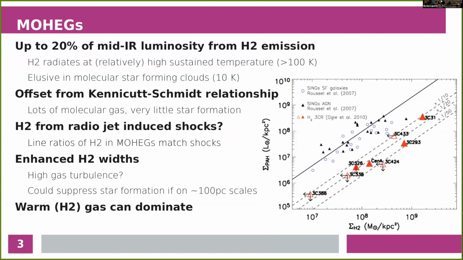And MOHEGs in general, on the right-hand side, you can see as the red triangles, fall quite far below the Kennicutt-Schmidt relationship. So they have an awful lot of gas, but they're not doing anything with it. It's just not forming stars. In these galaxies, since they're all strong radio objects, it's likely that the molecular hydrogen is being excited through shocks, possibly from the radio jet. The molecular hydrogen also has quite wide line widths, suggesting that there might be high turbulence. And it's this turbulence that could suppress star formation.